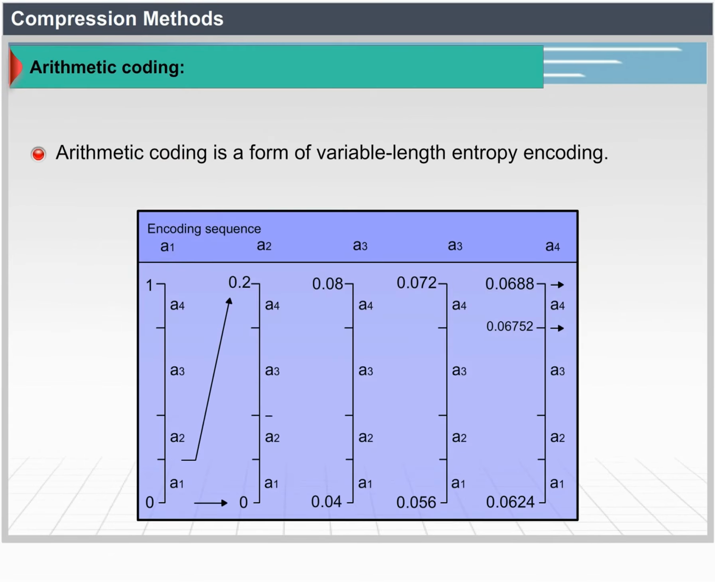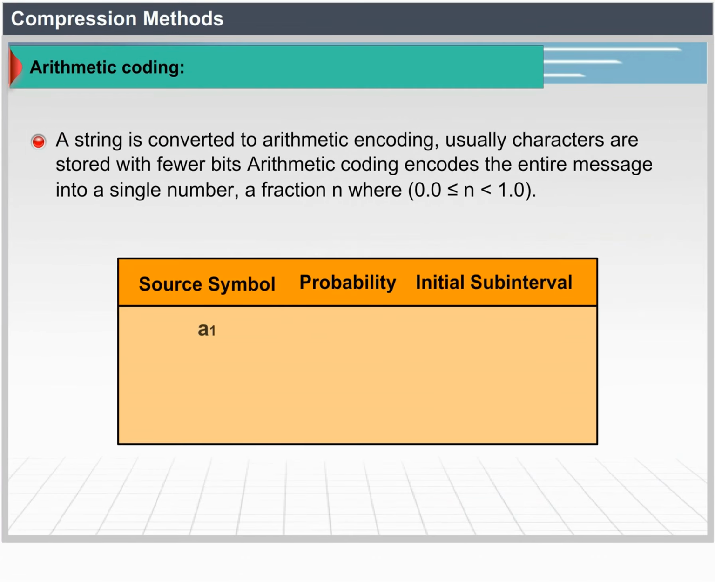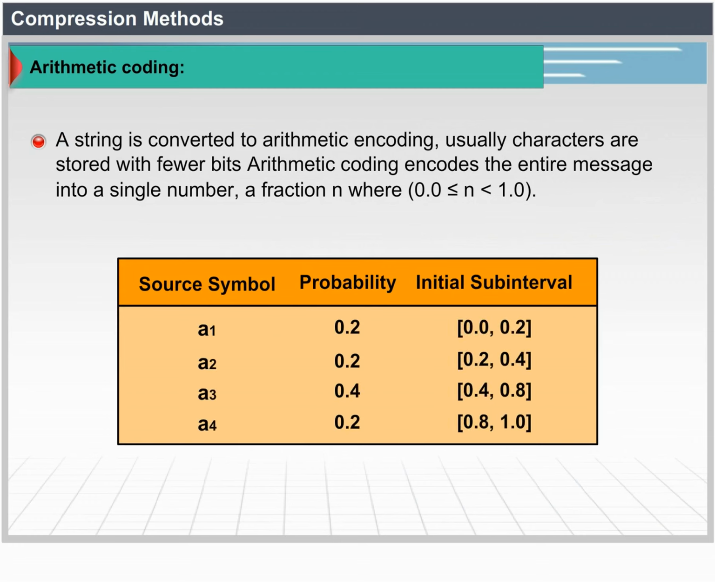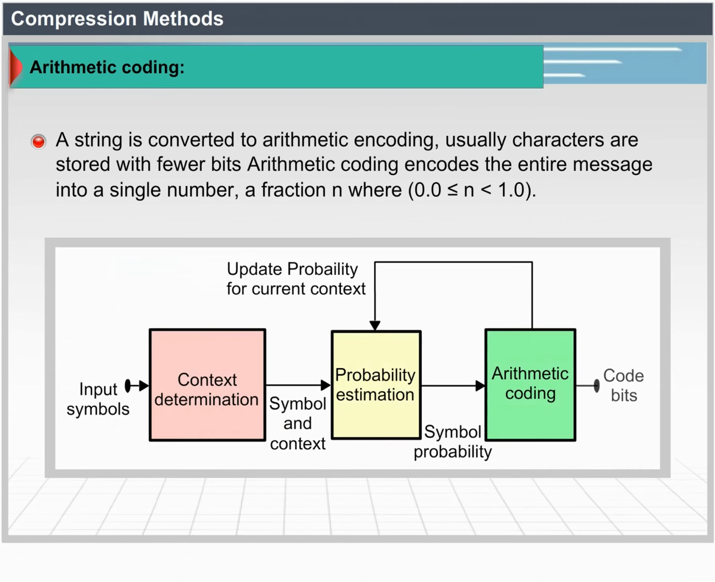Arithmetic coding is a form of variable length entropy encoding. A string is converted to arithmetic encoding. Usually, characters are stored with few bits. Arithmetic coding encodes the entire message into a single number, a fraction n, where n lies between 0.0 and 1.0. The process of arithmetic coding and the related block diagram can now be seen.